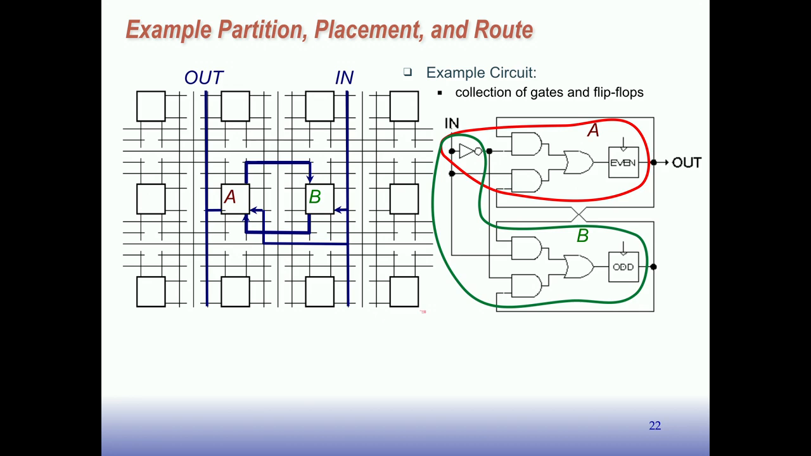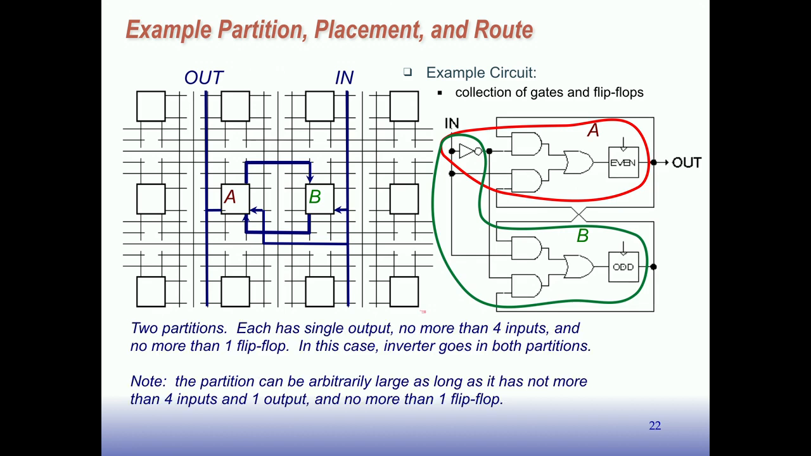Right. So at that point, we have partitioned it, we placed it, and we routed it. And then the tool would go and figure out what all the bits are to set in what positions in order to implement this. So when you program it, this is the function you would get. So 2 partitions, each has single output, no more than 4 inputs, and no more than 1 flip-flop. Okay, in this case, the inverter goes in both partitions. And I mentioned this partition can be arbitrarily large as long as it has not more than 4 inputs in this case and 1 output, and not more than 1 flip-flop.